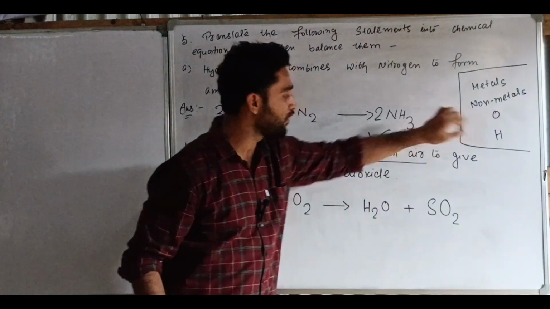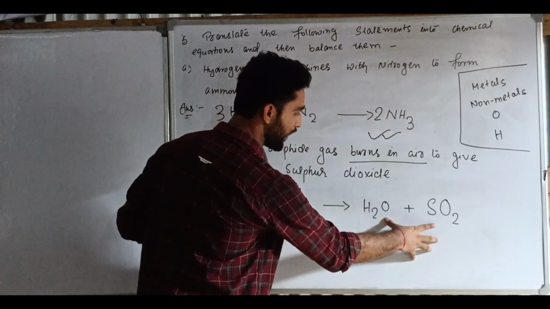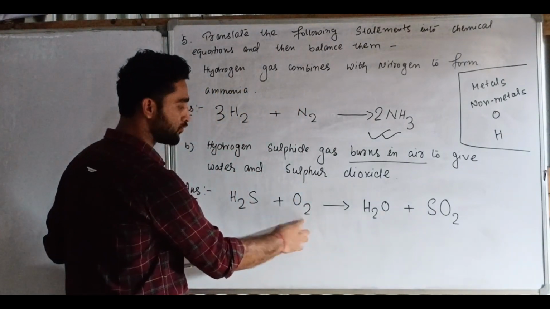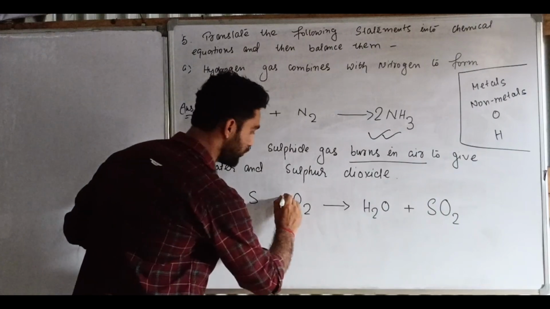Then try to balance the oxygen. So here you see oxygen 2, here oxygen 1 plus 2, 3. Here oxygen how many? 2. So on this side oxygen is less. Left hand side oxygen is less. So put 2 here.